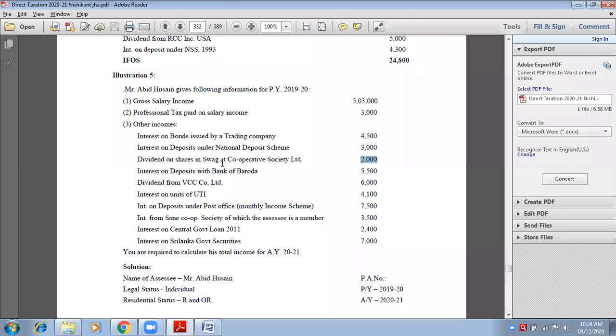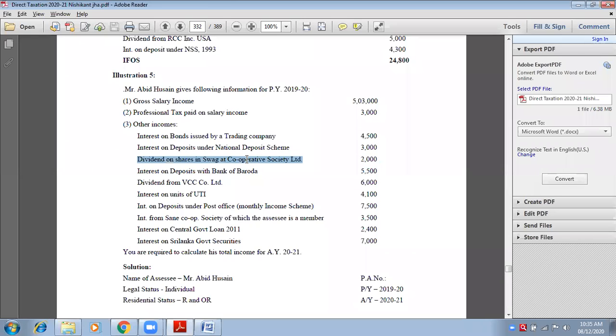Dividend on shares in a Cooperative Society Limited means it is a dividend related to a cooperative society. Is it fully exempted? No, it is fully taxable. Why? I told you dividend is exempted, but it should be related to an Indian company. Is it an Indian company?